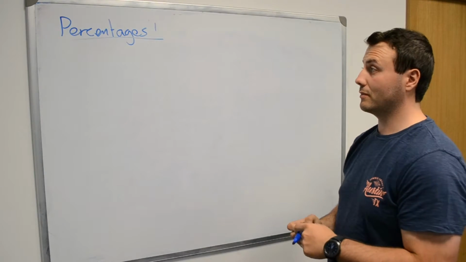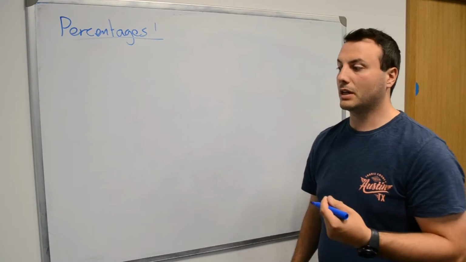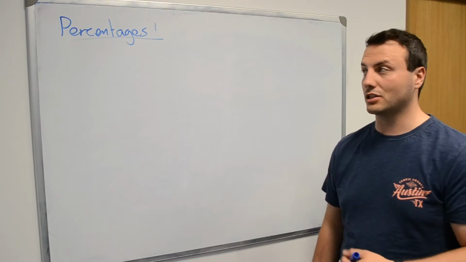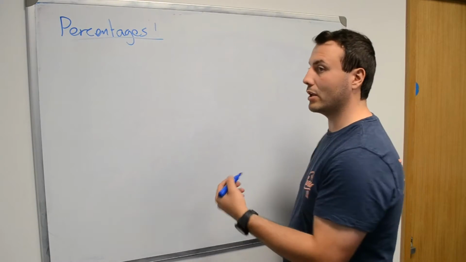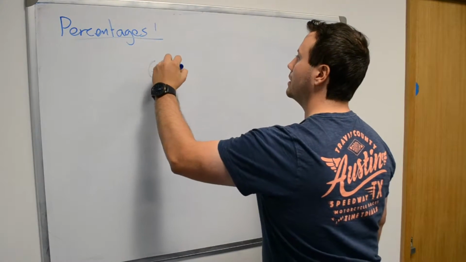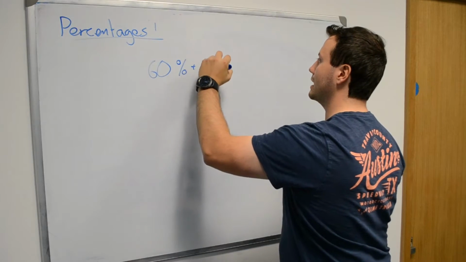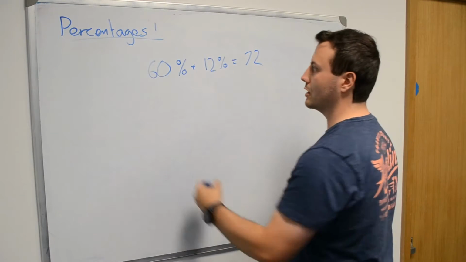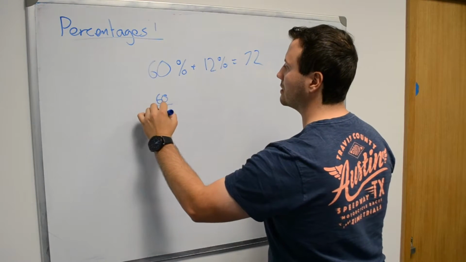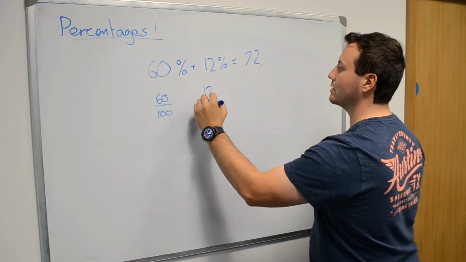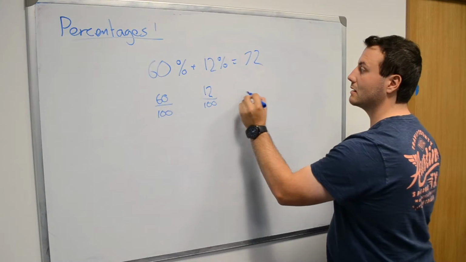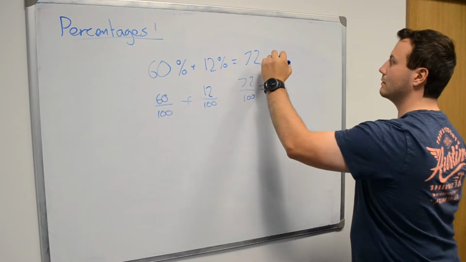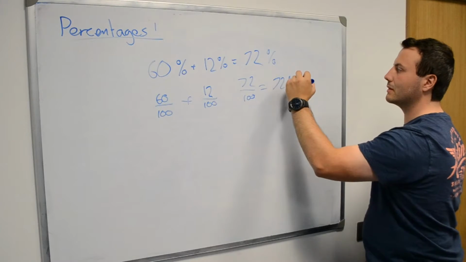So one small extra piece to remember when it comes to percentages is that because they're based on fractions and every percentage is over 100, it means that you can just add percentages up and multiply a percentage the same way you would a regular number. For example, 60% plus 12% is just going to be 72%. Because remembering that this means 60 over 100, this is 12 over 100. With the same base, they can be added together. 60 plus 12 is 72. And that's where you get the 72% from.